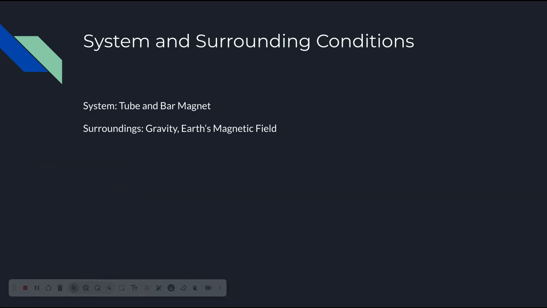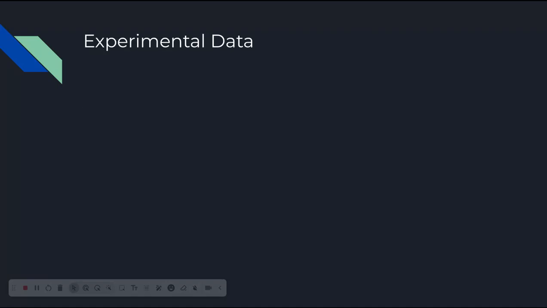physical interactions. So our system is going to be the tube and the bar magnet. We're starting with gravity and Earth's magnetic field. We're going to hope that Earth's magnetic field is not large enough to interfere right now with what we're doing. Relatively, the size of the magnetic field from our magnet and our tube should be greater than the size of the magnetic field from the Earth, so it shouldn't come into play in our results.